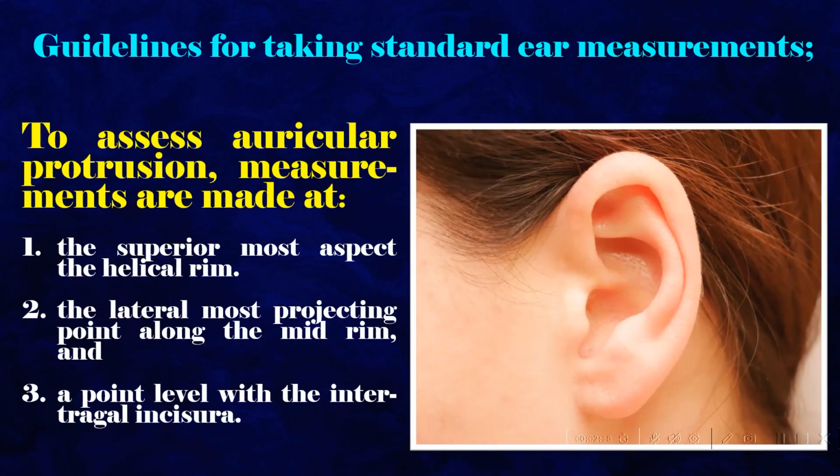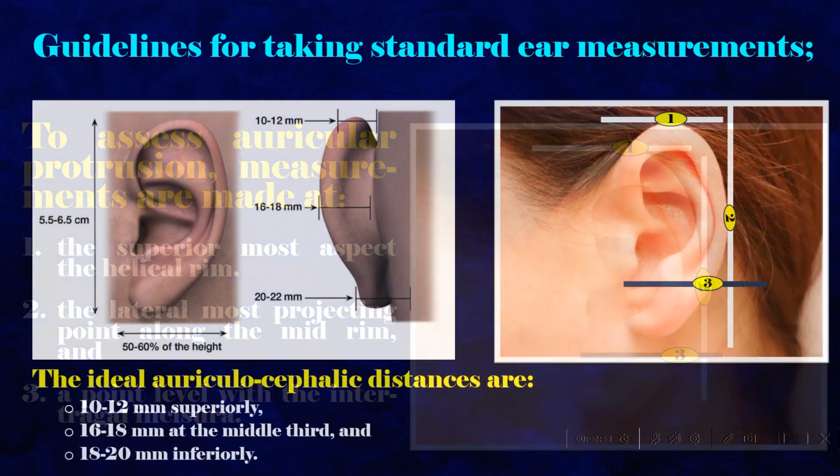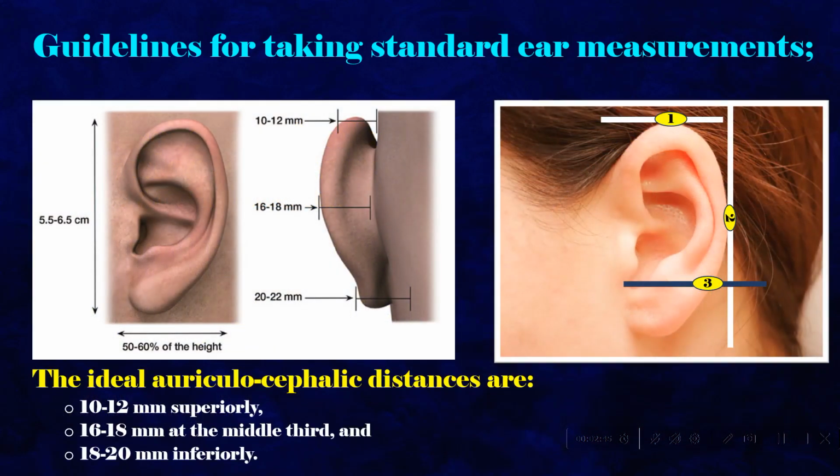To assess auricular protrusion, measurements are made at 1. The superior-most aspect, the helical rim. 2. The lateral-most projecting point along the mid-rim. 3. A point level with the intertragal incisura. The ideal auriculocephalic distances are 10 to 12 mm superiorly, 16 to 18 mm at the middle third, and 18 to 20 mm inferiorly.